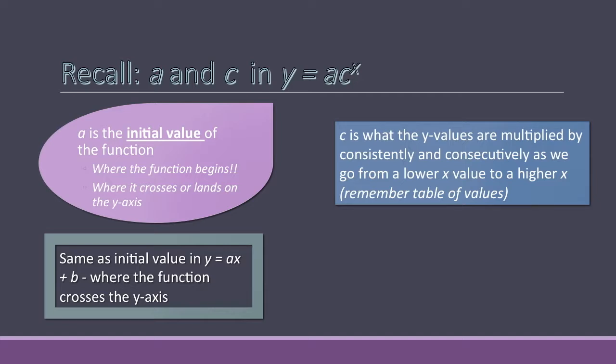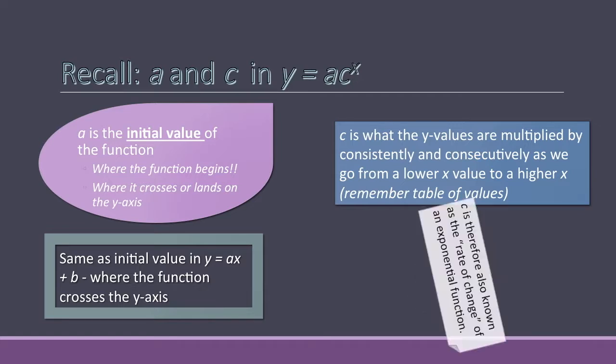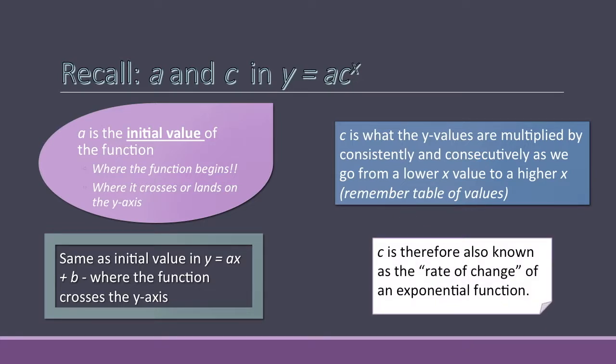C is what the y values are multiplied by, always when x is going by increments of 1. And that's how you figure out what your C is. I hope you recall your table of values that I've given you on your quiz. C, therefore, is also known as the rate of change of an exponential function. So it is the equivalent of what a is in the linear function.